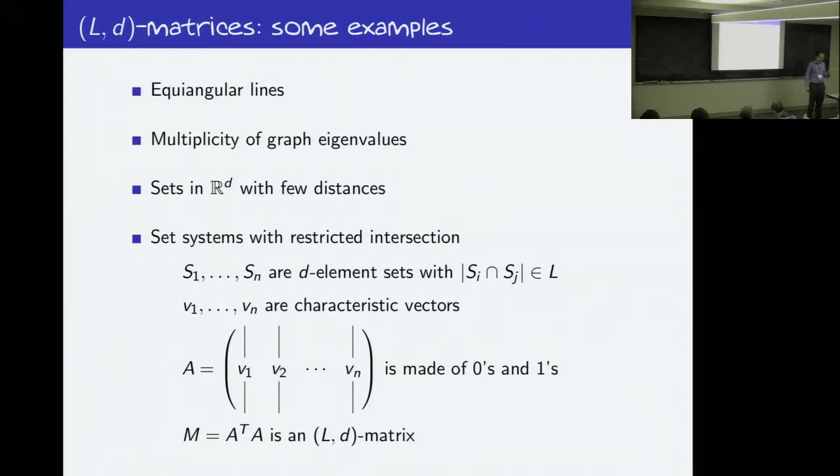Or maybe I'll say that any 2 of them will have some intersection in one of the prescribed possible intersection sizes. And again, the question is, how large can such a family be? Okay, that's a very basic question.